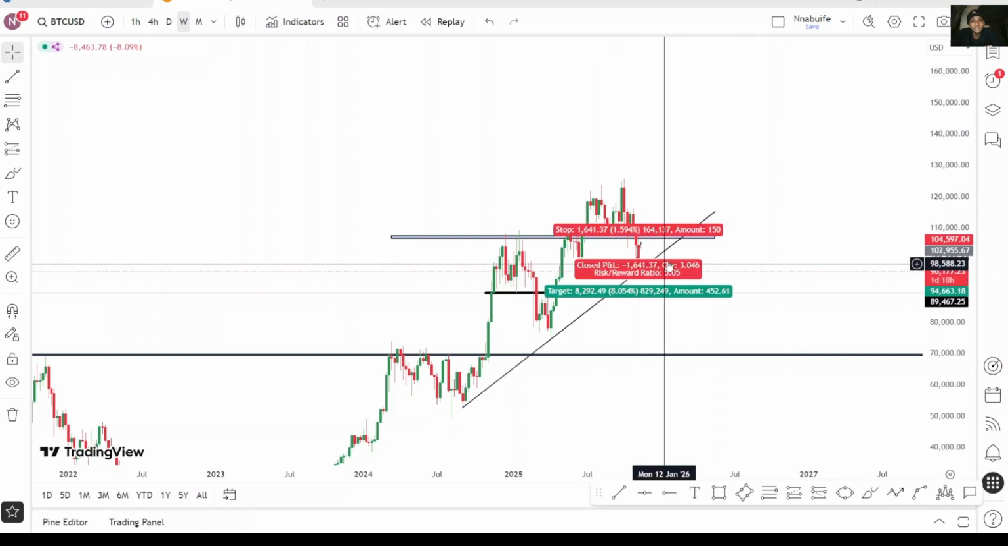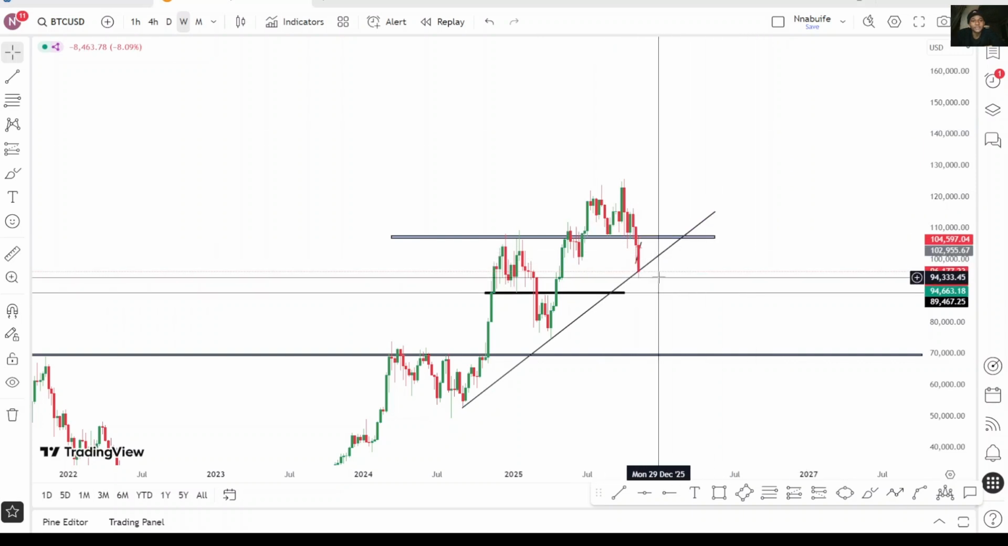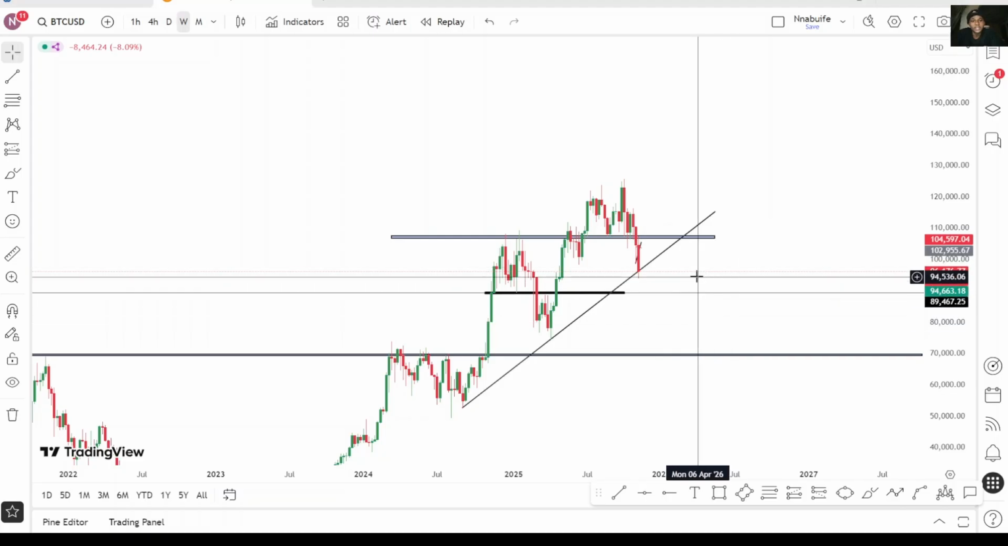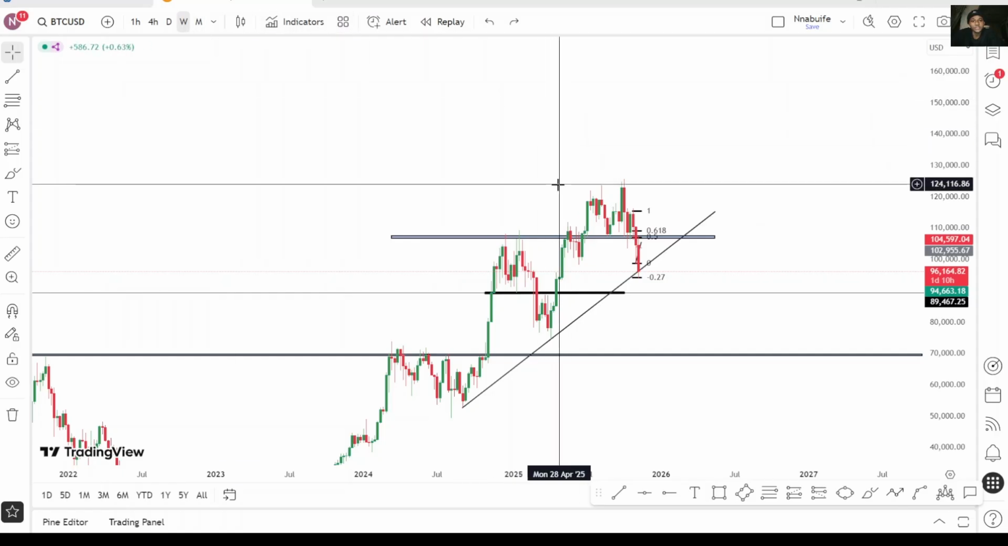If we can break this major ascending trend line, then we can fall all the way to $89,000 per coin, and maybe all the way to $69,000. That would be a total crash for BTCUSD. But at the moment, this is the deciding point. So on the monthly time frame, I saw a bearish engulfing candle. On the weekly time frame, I spotted this double top.